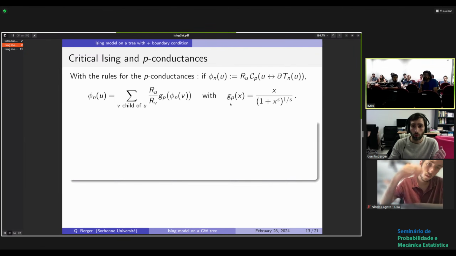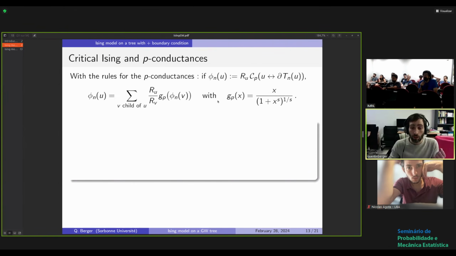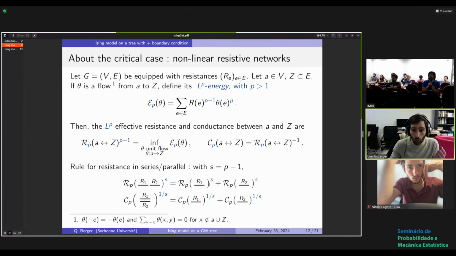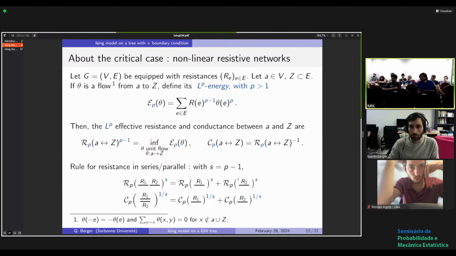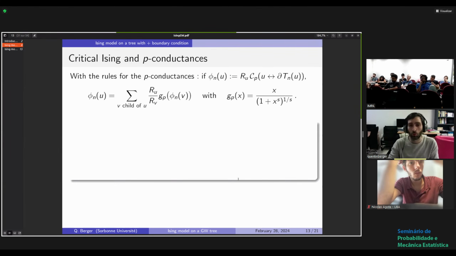We have a question from Cedric in the chat. Nonlinear is because P is not equal to 2. When P equals 2, you have a linear relation between the resistance in series and the individual resistances, and same for conductances. Here, the relation is nonlinear. Thank you. Sorry. No, it was an important question.